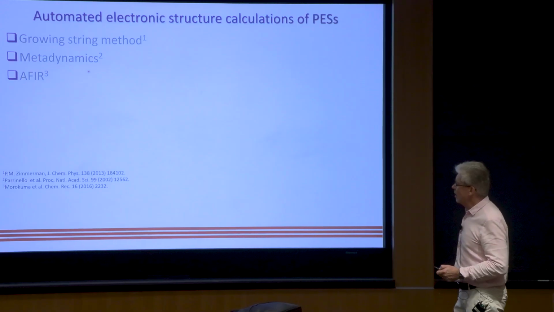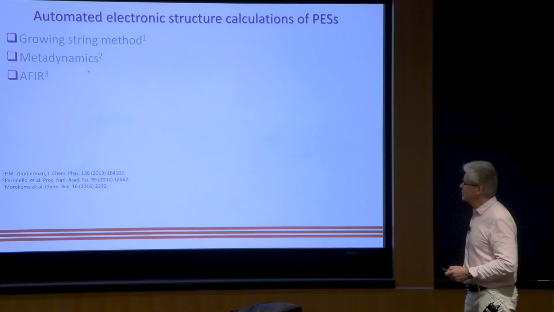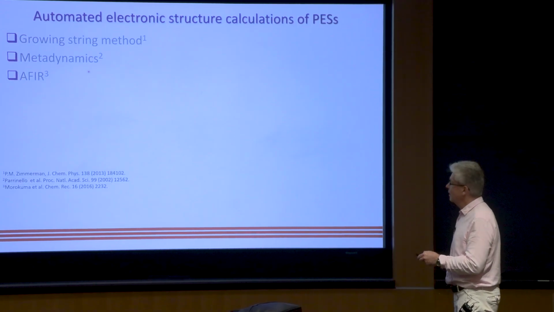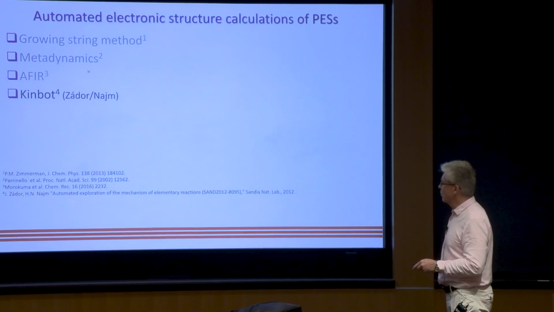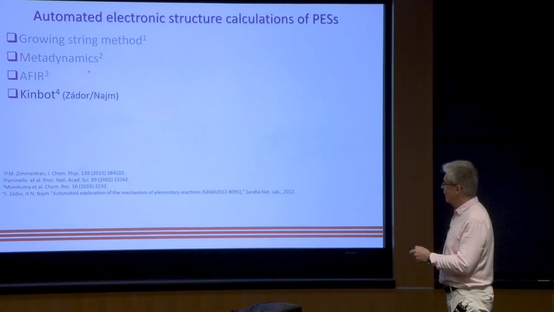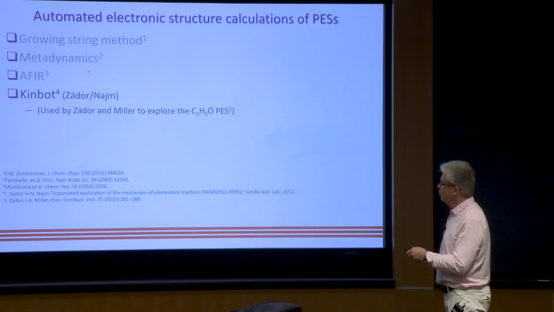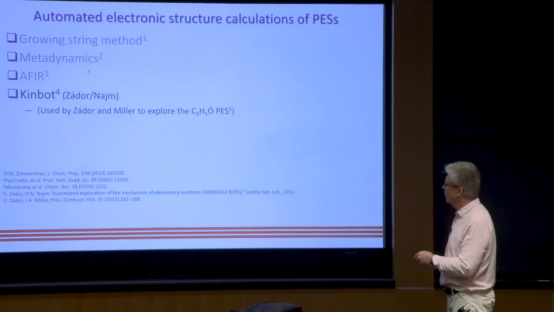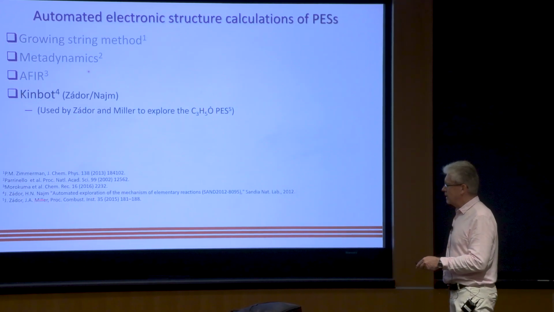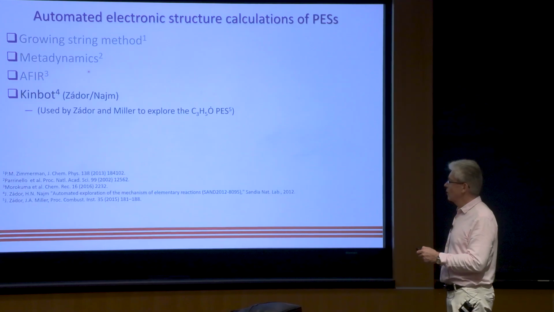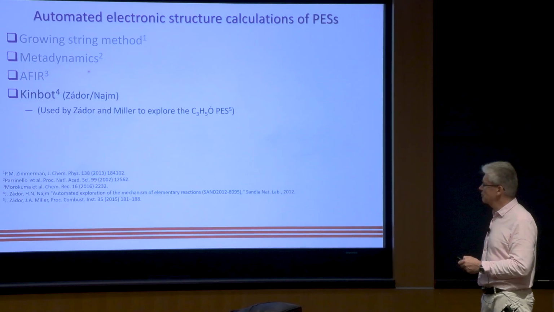A lot of mechanisms now are being developed, and I'm going to just highlight some. One was proposed by Judith Zador and Hajib Najim at Sandia National Laboratory. It's called KinBot. That was used by Judith Zador and Jim Miller to explore the C3H5O potential energy surface in this paper published 10 years ago at the Combustion Symposium.